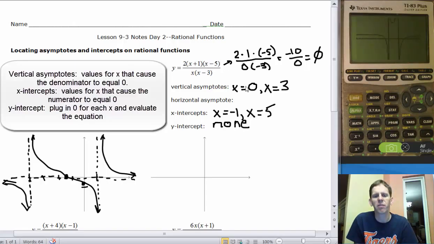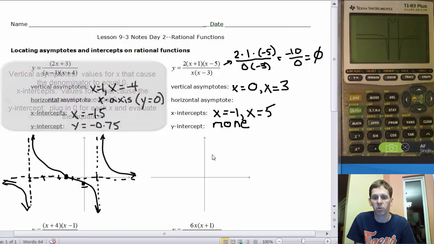This graph happens to have no y-intercepts because if you plug in 0 for each x, what you get in the numerator is 2 times 1 times -5, which is -10. But in the denominator, you get 0 times -3, which is 0. Since you can't divide anything by 0, there's actually no solution. You can write this with an empty set notation.